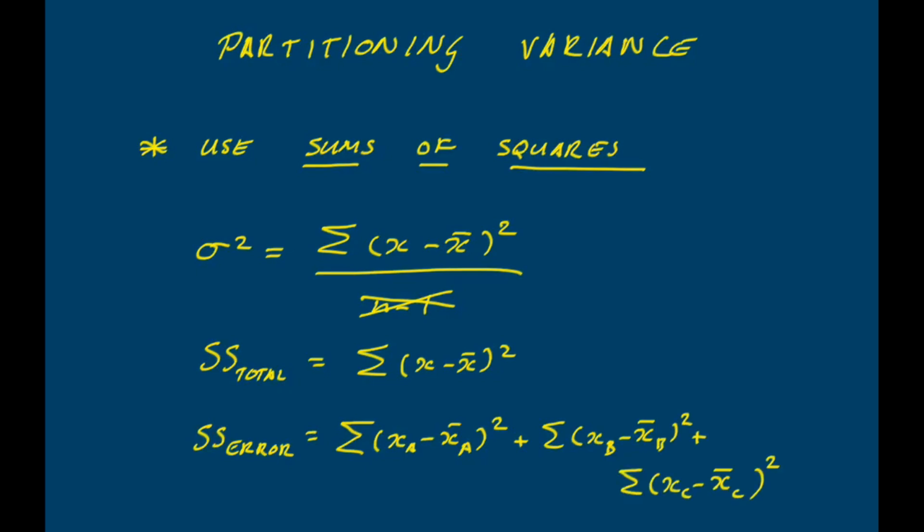And if we want to calculate the treatment sum of squares, the between group sum of squares, that's simply the total sum of squares minus the error sum of squares. We can calculate it in a different way if we want, but the easy way to work it out is to just subtract the error sum of squares from the total sum of squares.